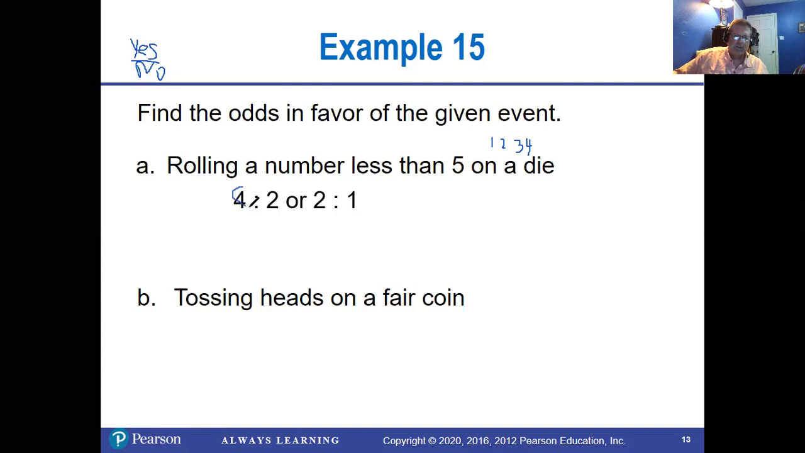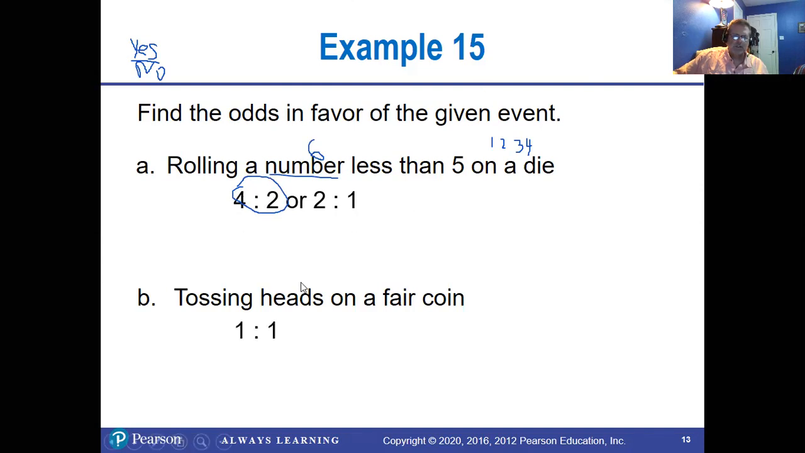see this number here? 4 plus 2 is 6. How many numbers are there on a die? There are 6 numbers on a die. These two numbers should always add up to the number of outcomes. Okay?